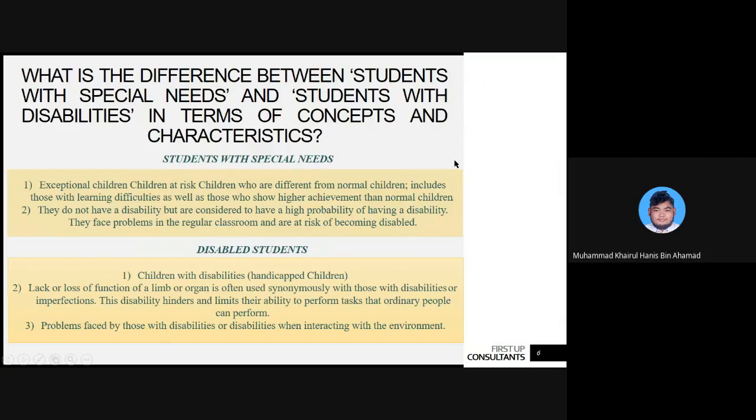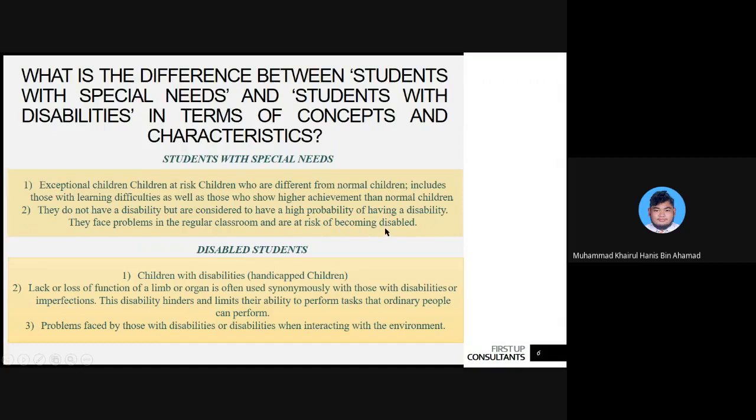Okay, for the next slide. What is the difference between students with special needs and students with disabilities in terms of concept and characteristics? First, students with special needs are exceptional children who are different from normal children, including those with learning difficulties as well as those who show higher achievement than normal children. They also do not have a disability but are considered to have a high probability of having a disability. They face problems in the regular classroom and are at risk of becoming disabled.